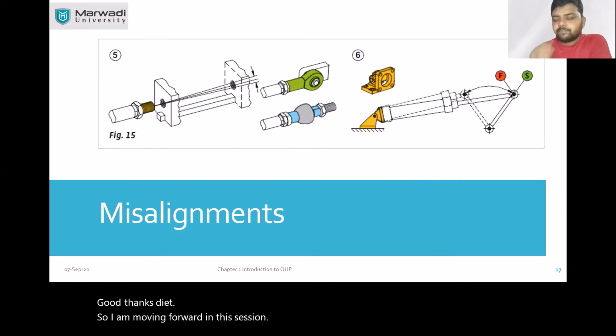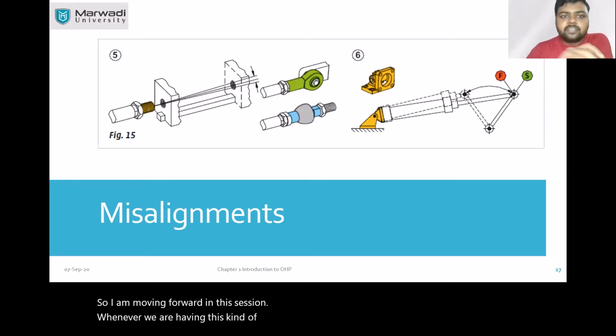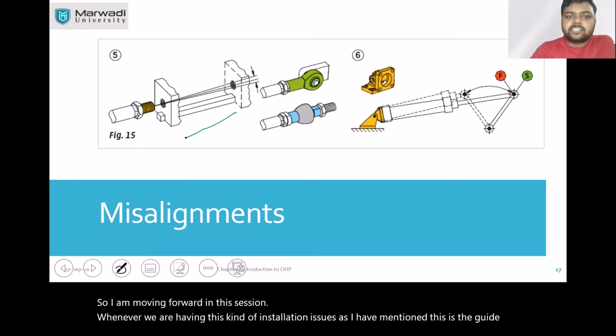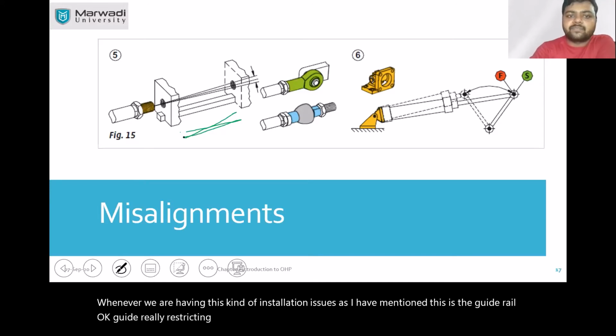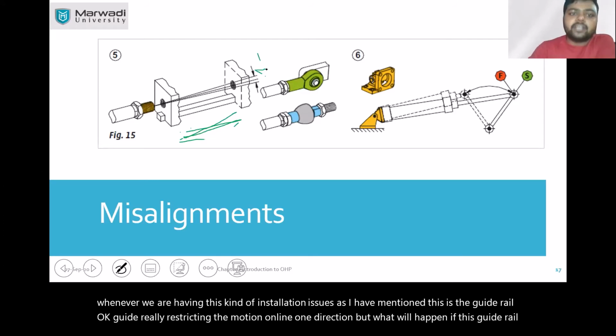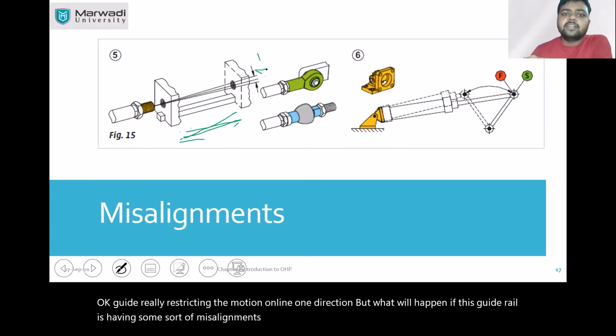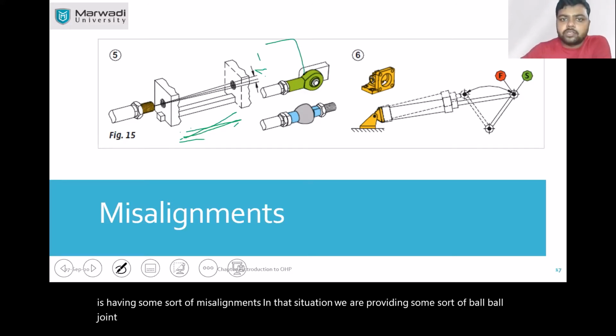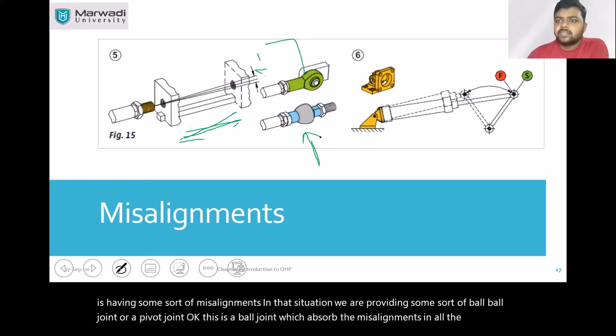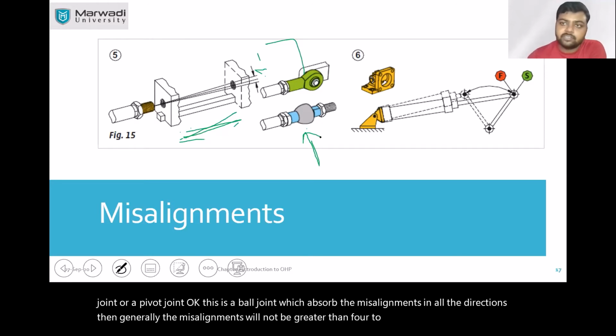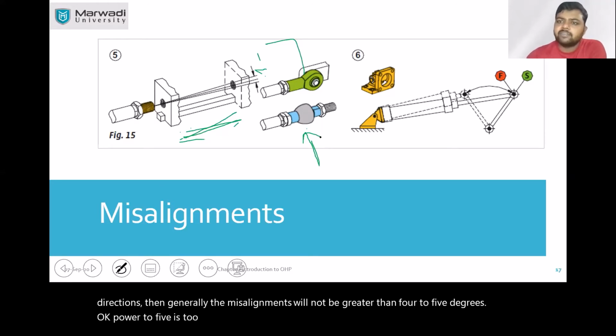Whenever we have this kind of installation, as I have mentioned, this is the guide rail. The guide rail is restricting the motion to only one direction. But what will happen if this guide rail has some sort of misalignment? In that situation, we provide some sort of ball joint or pivot joint. This is a ball joint which absorbs the misalignment in all directions. Generally the misalignment will not be greater than 4 to 5 degrees. 4 to 5 is a big number, but still it will not be more than that.